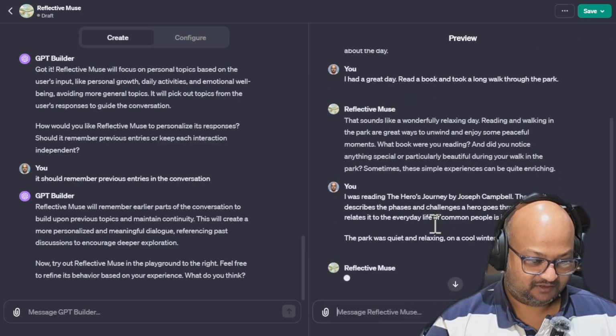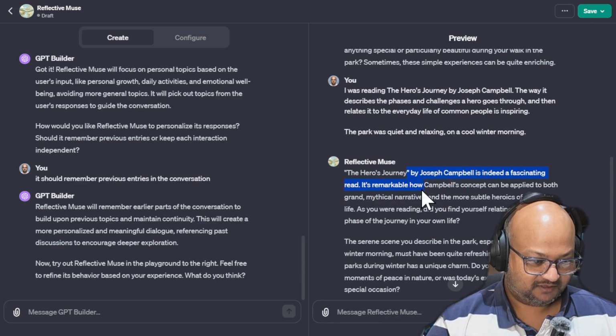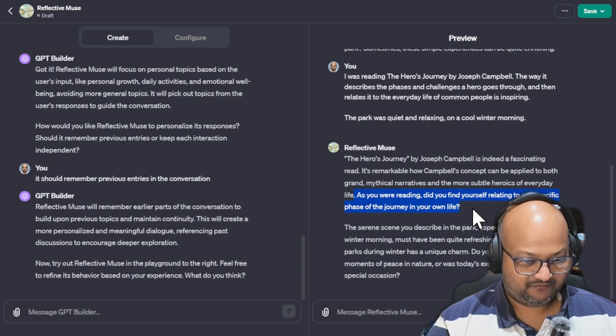And let's see what it replies to that. Okay, so it's telling me a little bit about the book, grand mythical narratives, and this is good. It's asking me another question that will keep the conversation going. As you were reading, did you find yourself relating to any specific phase of the journey in your own life? That's a pretty good follow-on question.